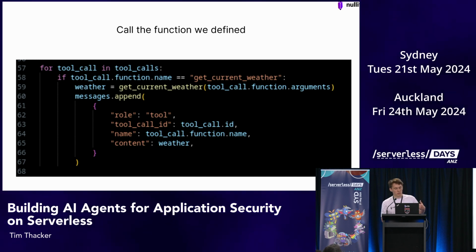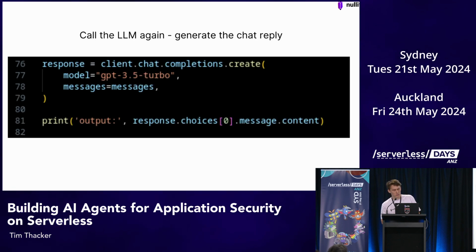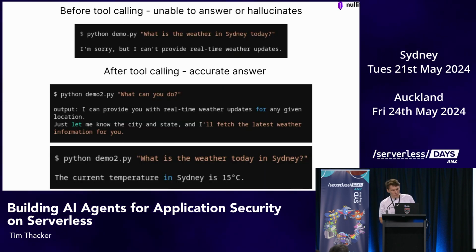If the LLM does want us to call this getCurrentWeather tool, we go and get the tool call.function.arguments, and we pass that into the getCurrentWeather function. Then we pass the results back to the LLM by appending it to the message history. And then we pass that message history back into another call of the chat completions create function. This call doesn't have the list of tools, so it forces it to output a chat response.